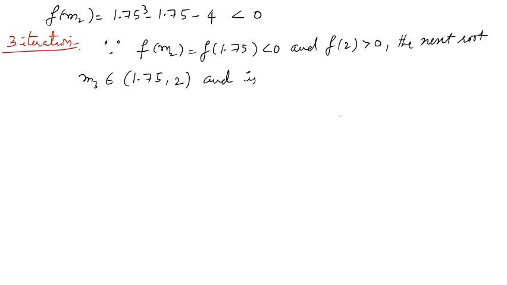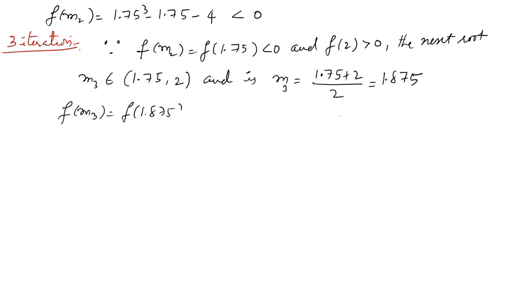And m3 is equal to 1.75 plus 2 by 2, this is 1.875. Okay, now calculate f of m3, nothing but f of 1.875, this is 1.875 cube minus 1.875 minus 4. Now you will get this as positive. Okay, then fourth iteration.